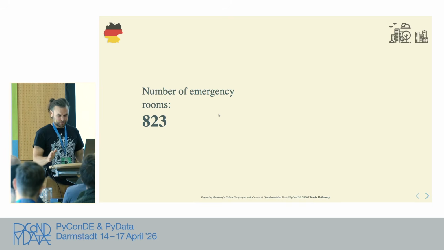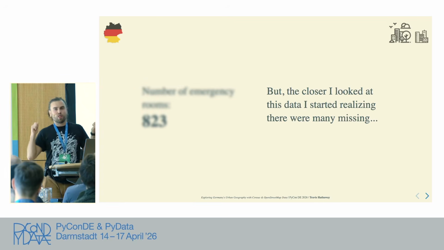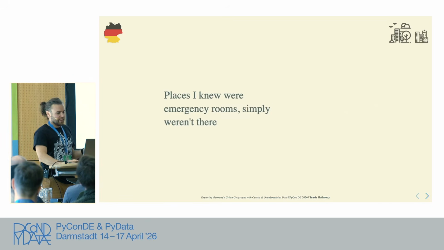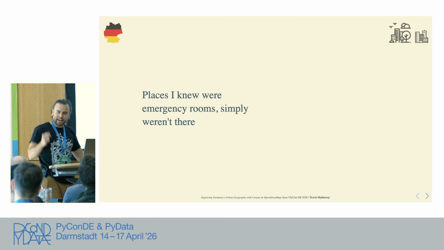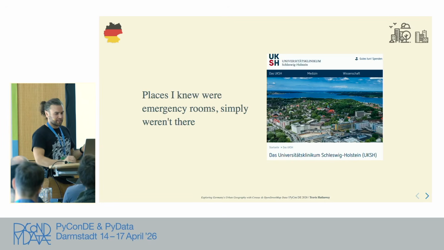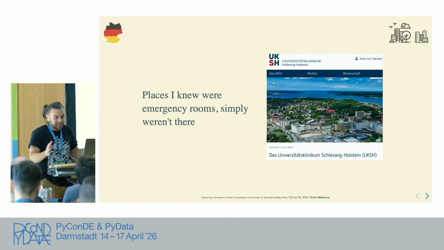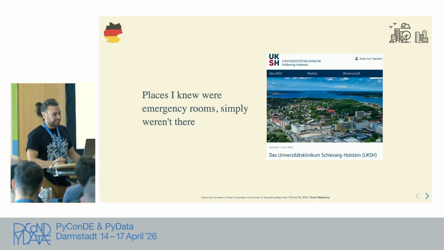But like every good social scientist, I was actually doing some validation and verification to make sure this data set was actually real. The more I looked at this data, the more I realized there were some big holes in it. And specifically, places I knew that were actually hospitals and emergency rooms, like this university clinic in Kiel, where I studied, and have visited this hospital before. I think I got my COVID shot in the emergency room there. It wasn't in the data set. And so I was kind of freaking out, running around, flipping tables, doing all the things you do when you have bad data.